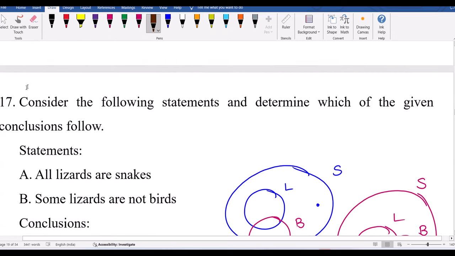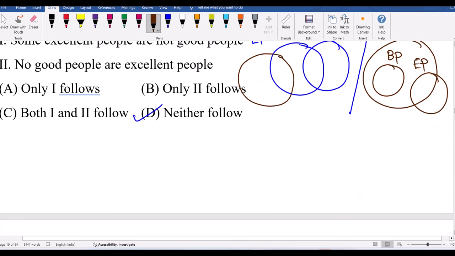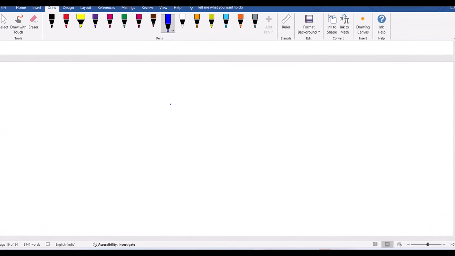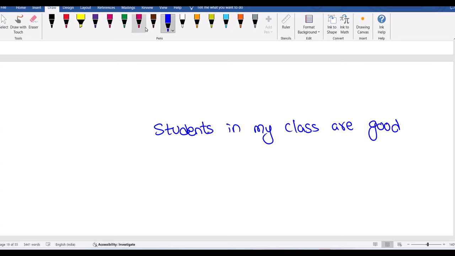Guys, before going to this question, I'll give you one basic piece of information. Suppose students in my class are good. Students who are attending my class are good. See this practical situation. Students in my class are good means some students, right?